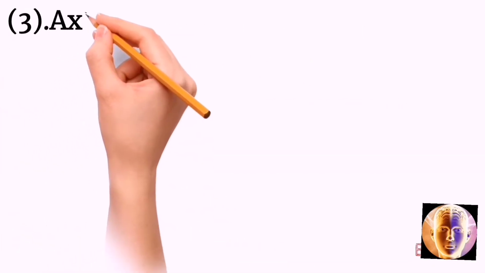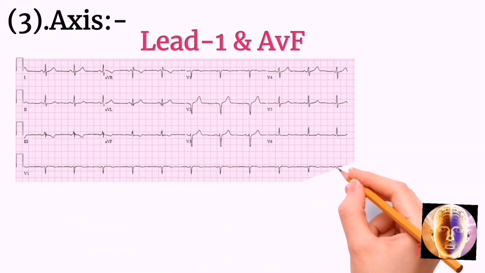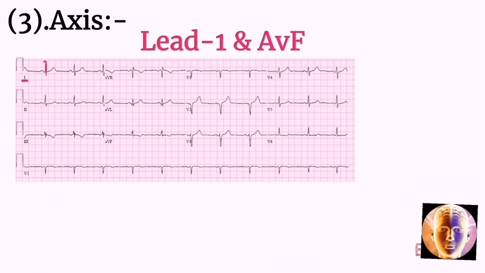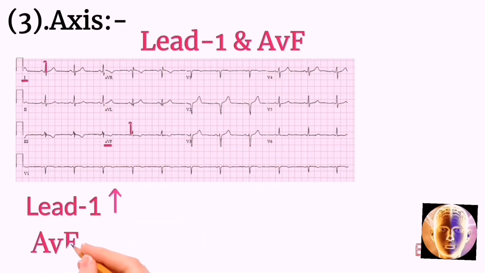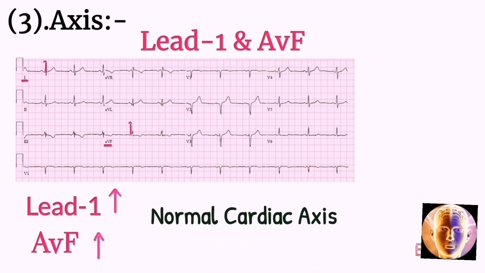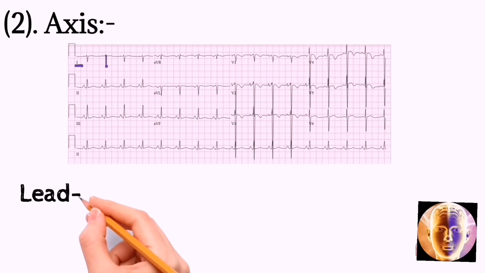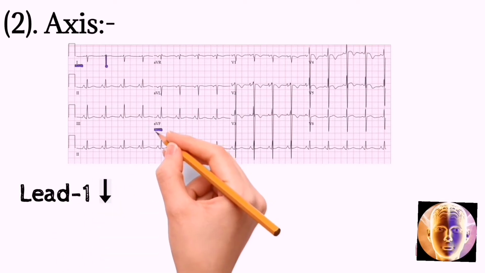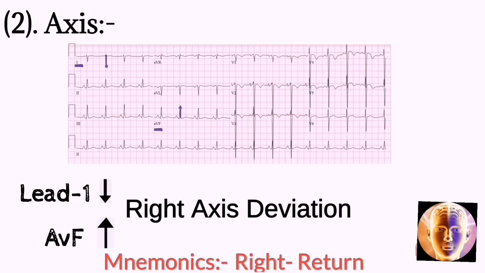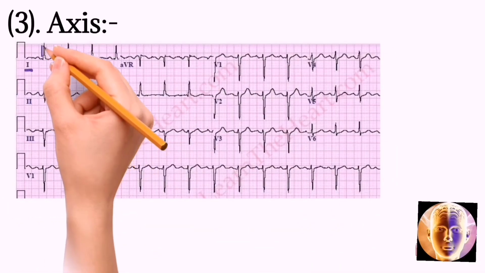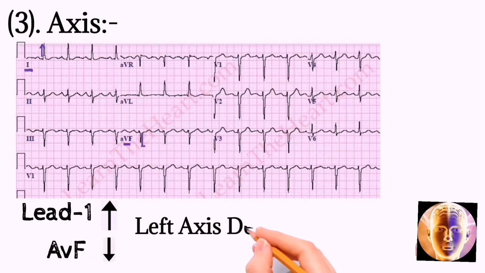Third step is axis. For axis, we use lead 1 and AVF. In this ECG strip, the lead 1 R wave is upward and also in AVF the R wave is upward. If in both lead 1 and AVF the R waves are upward, then this is normal cardiac axis. In this ECG strip, in lead 1 the R wave is downward while in lead AVF the R wave is upward. This is seen in right axis deviation. Mnemonic is right return. In another ECG strip, in lead 1 the R wave is upward while in AVF it is downward. This is seen in left axis deviation.